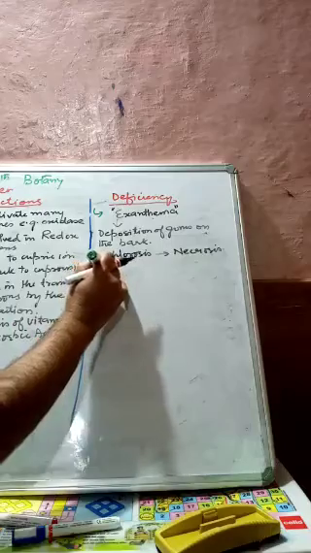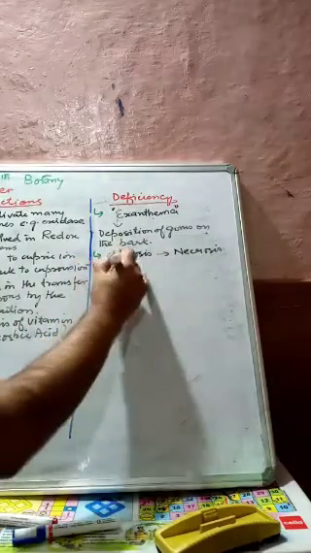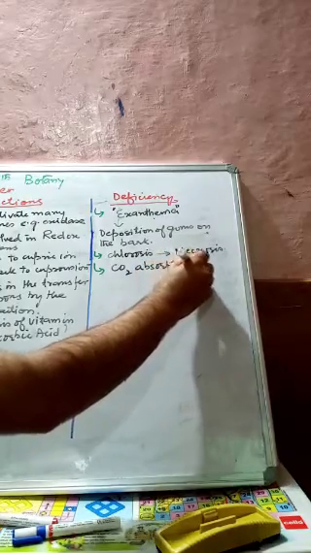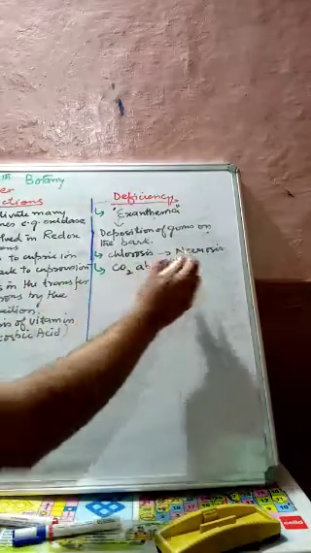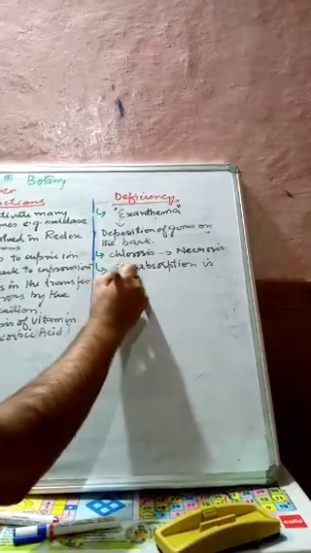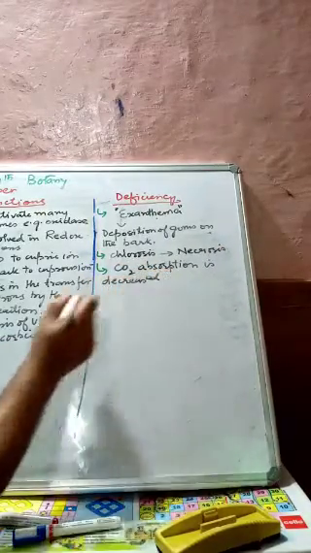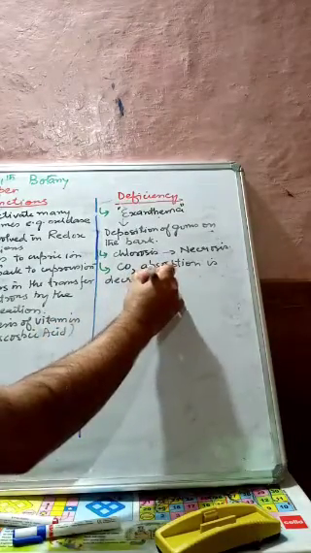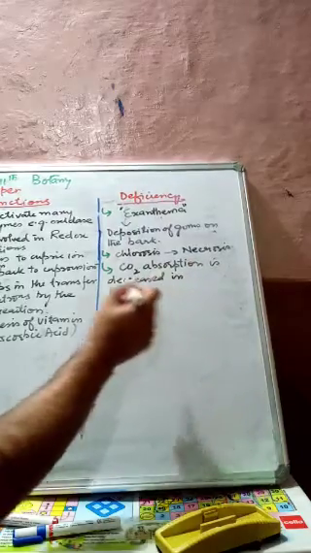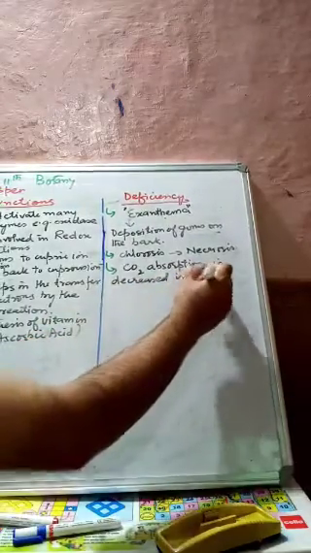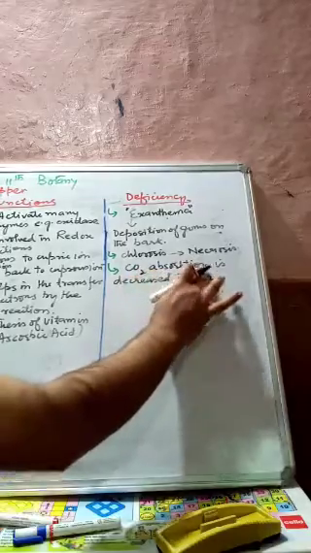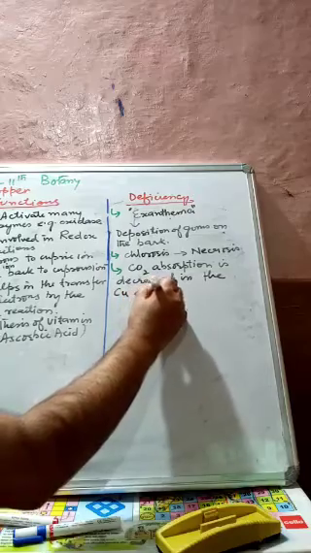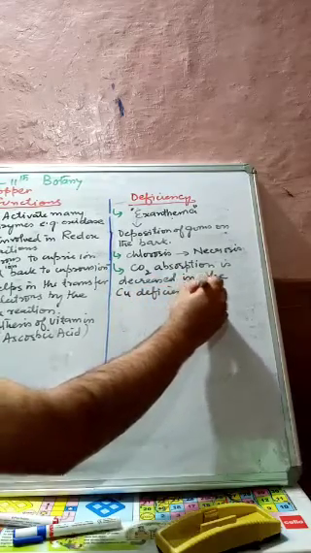Due to the deposition of gums, carbon dioxide absorption जो होती है, that is decreased. Carbon dioxide absorption is reduced in those plants, in the copper deficient trees, plants.